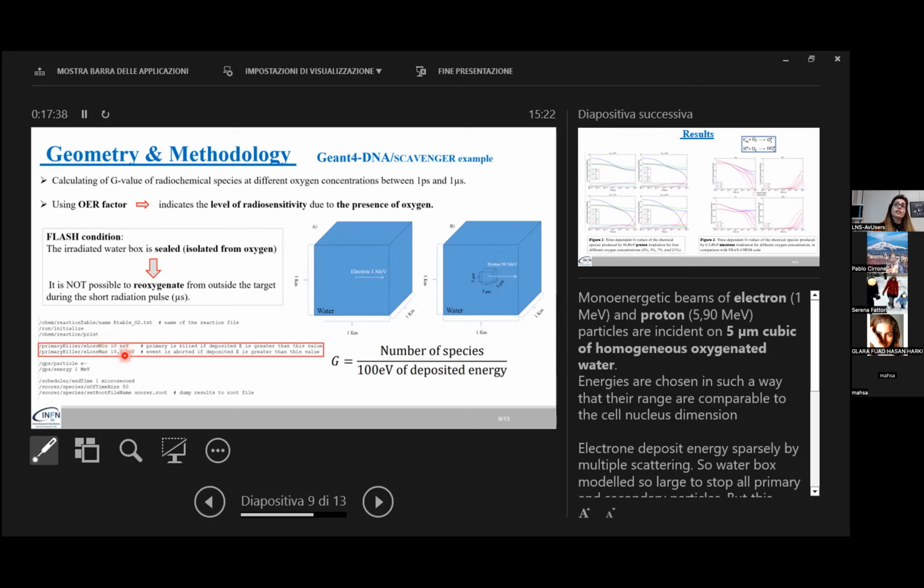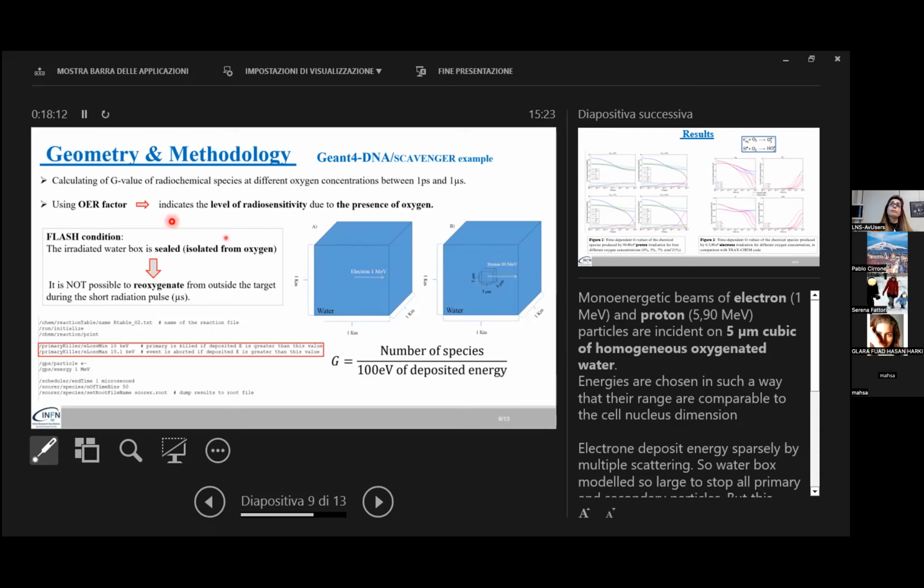Also, the range of this kind of energy for electrons in water is comparable with the dimension of the cell nucleus. It's okay for us because the cell nucleus is important for us. But for example, the proton deposits all of its energy in a small box. So we consider a small box, you can see here, for the proton.